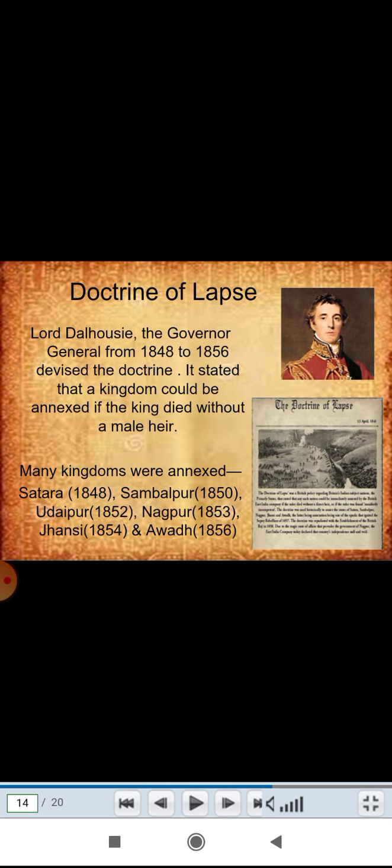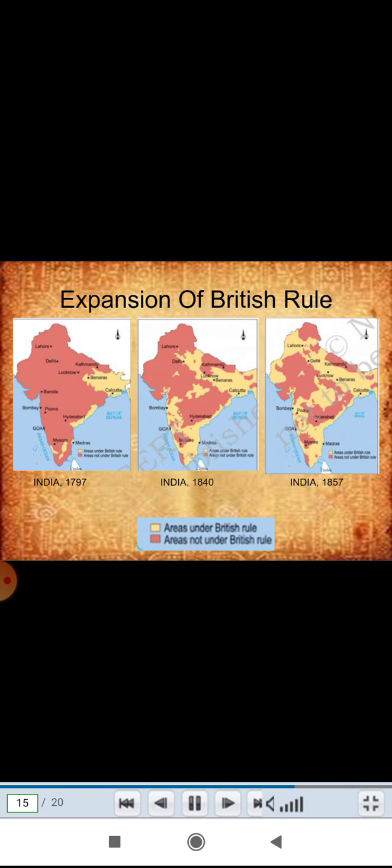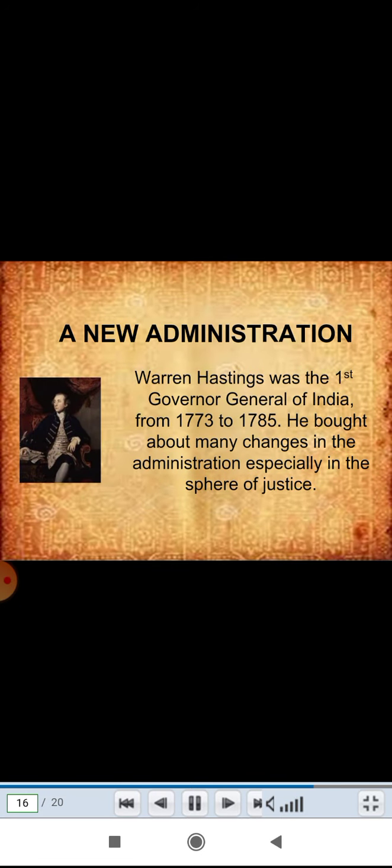An adopted son or any nephew or something like that would not serve. If a king has his own son, then the state will be continued by the prince. But if the king dies without leaving his own son, the state is going to be taken over by the Britishers. It is simple as that. And then we can see the expansion of British rule and then a new administration.